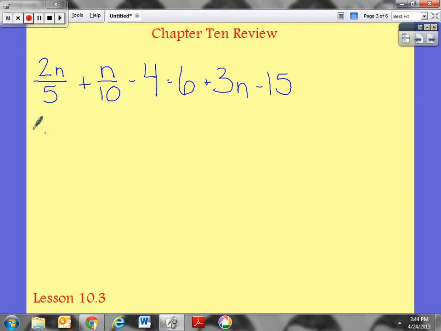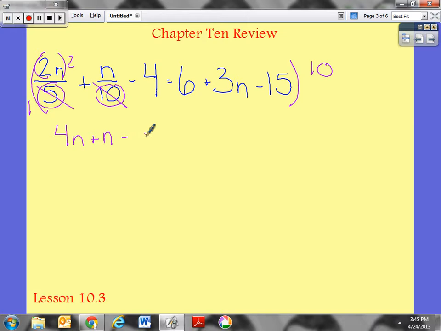Now we have those different denominators. A couple of things I can do right here. Just to make this a little easier myself, I'm going to look at the denominators here, 5 and 10, and I ask myself what's their least common multiple, and it is 10. So I'm going to multiply this whole thing by 10. So I'm going to cross this 5 out because 5 goes into 10 twice, so that means I'm going to multiply this by 2. 2 times 2n is 4n. Okay, plus 10 goes into 10 once, so that just stays n because that 10 cancels out.